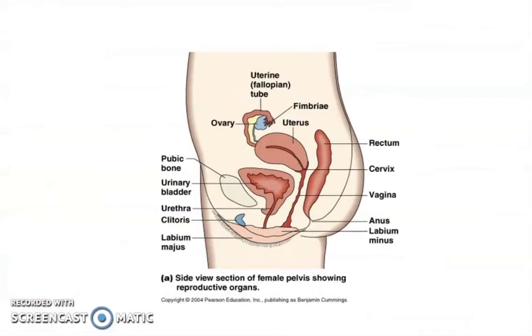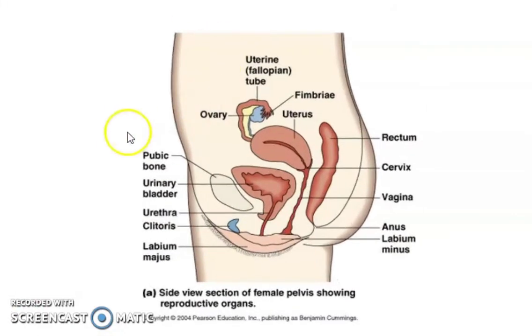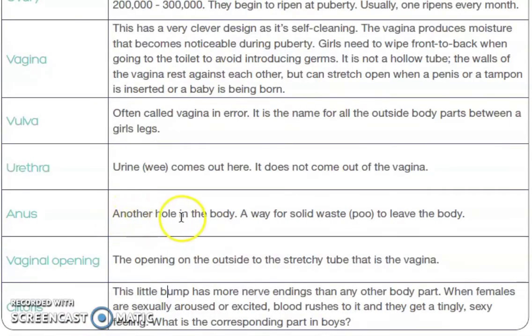To see it clearly, let's have here a picture. So, there are actually 3 holes. Anus, kung saan nagtae, the vulva, sa atong opening sa reproductive system sa babae, and then lastly, the urethra, opening sa gawasanan og ihi. Ang tawag ani padong bladder is ureter, and then the bladder itself. And as mentioned, the anus, another hole in the body, a way for solid waste to leave the body. Vaginal opening as well, the opening on the outside to the stretchy tube that is the vagina.